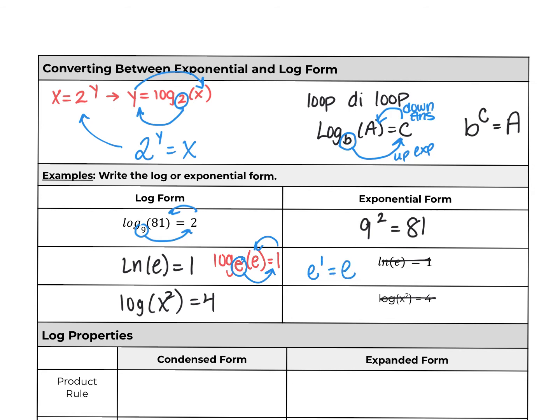Now this third one, we need to know that since there's no base written, it's a base of 10. Circle the base, jump up to the exponent, come back down for the answer. So 10 to the fourth equals x squared. We'll practice more of that in class, but that's the idea from going from log to exponential form.